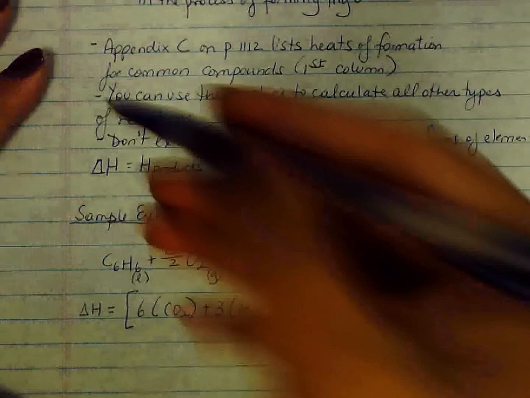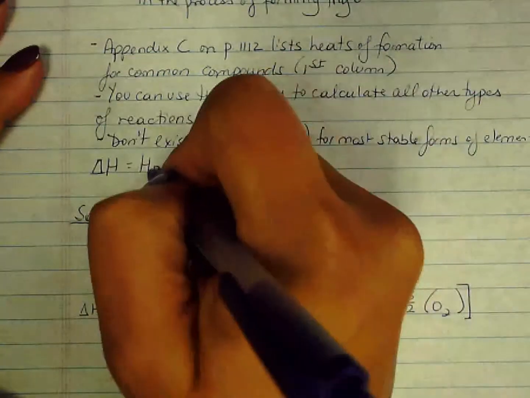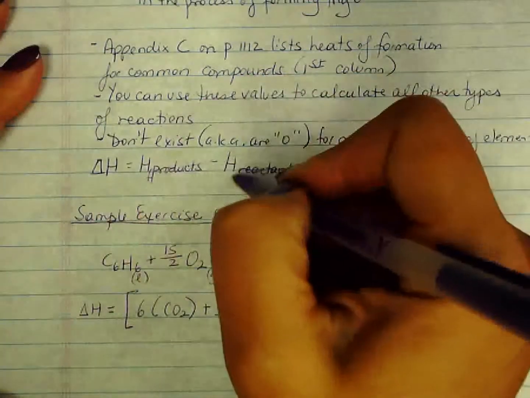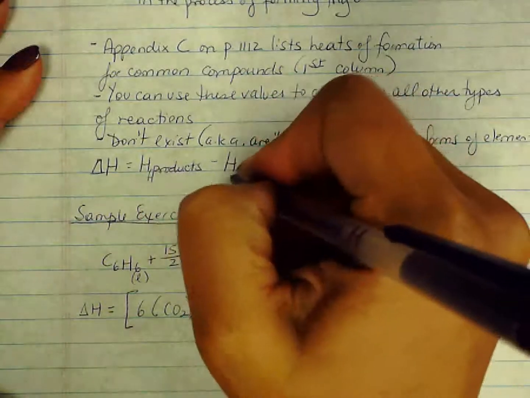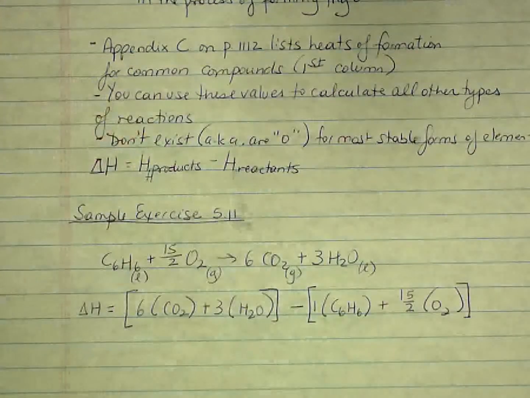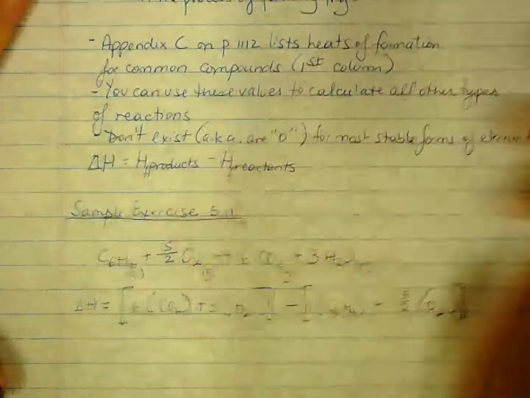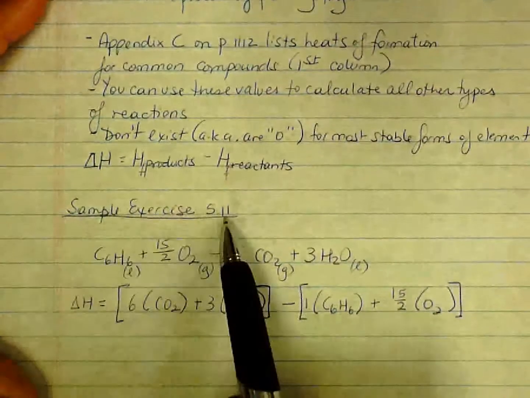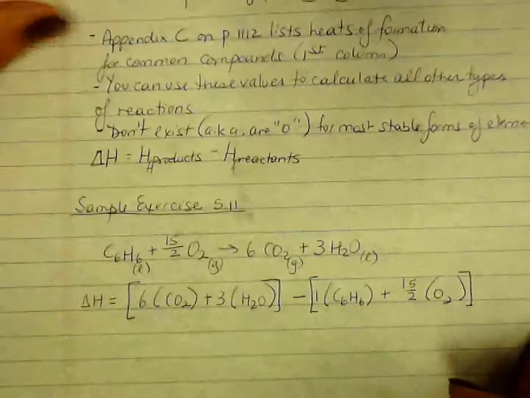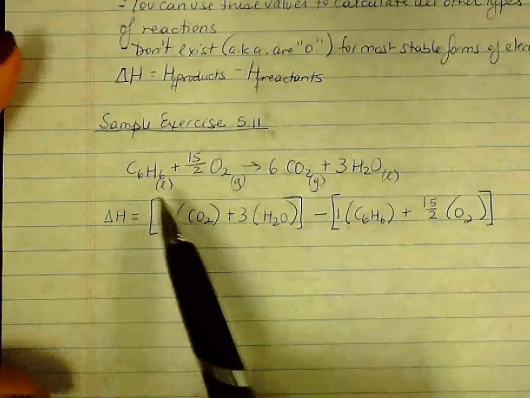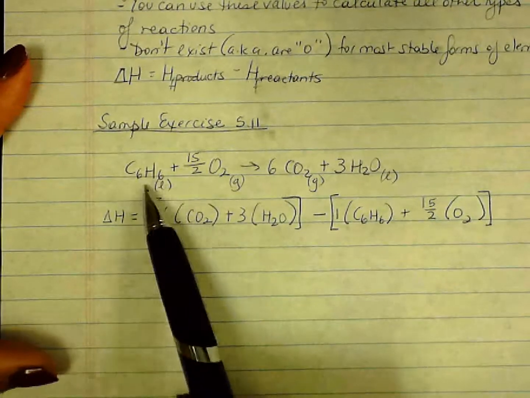So you're going to do 6 times the heat of formation of carbon dioxide from the table, and the carbon dioxide that you choose has to be the gaseous form. We're going to look up carbon dioxide, CO2 gas, plus 3 times the heat of formation for water. And it has to be liquid water. So we're going to look up water on this table too.